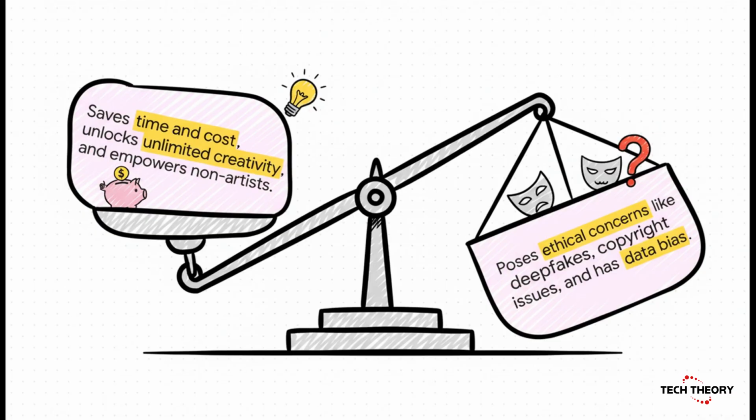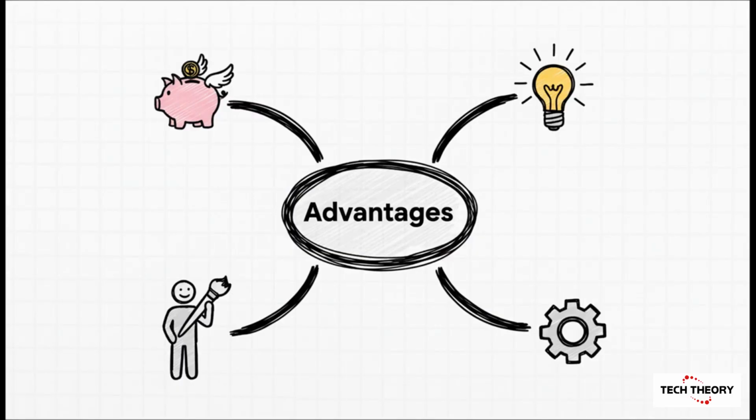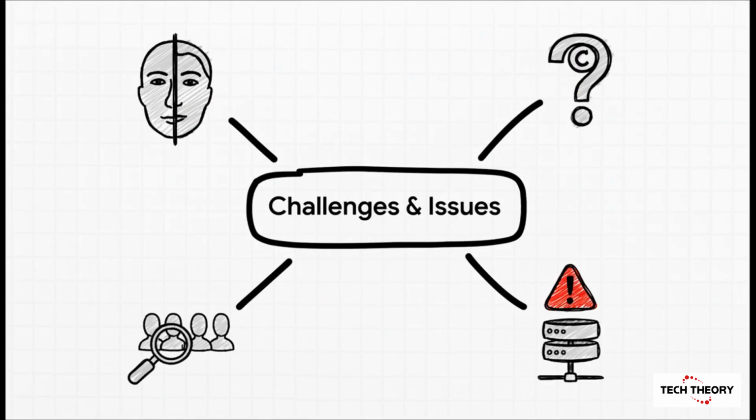Of course, no technology is perfect. For all its amazing advantages, AI image generation also comes with some pretty big challenges that we absolutely have to talk about. On the plus side, the benefits are clear as day. It saves a crazy amount of time and money. It unlocks almost unlimited creative potential. And maybe the biggest thing, it empowers people who aren't traditional artists to create amazing visuals customized exactly how they want them. But it's not all smooth sailing.